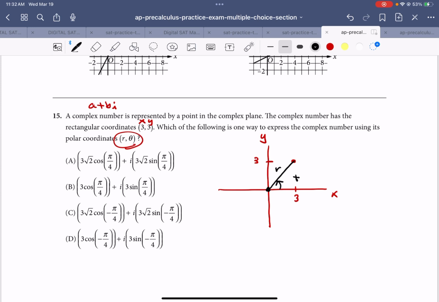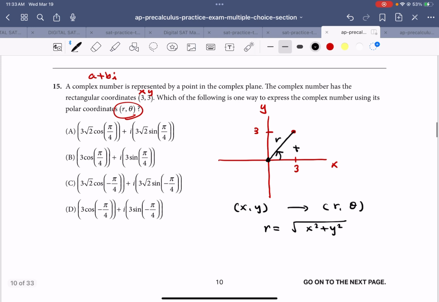Okay, so you can express that xy coordinate in polar coordinates, r and theta. So what formula can you use? From xy to r, theta, your r is basically the square root of x squared plus y squared. Okay, and your theta is the inverse tangent of y over x. That's the formula you're going to need.